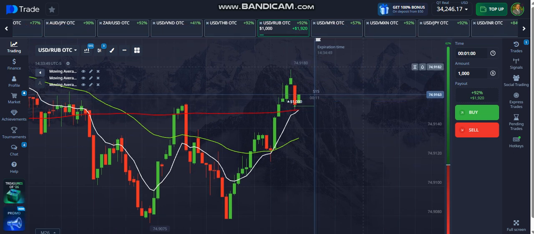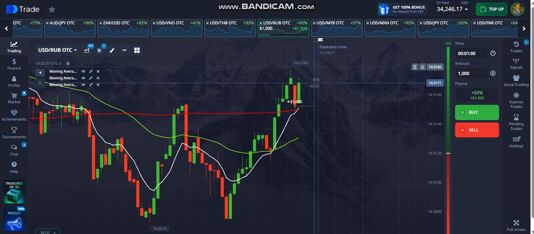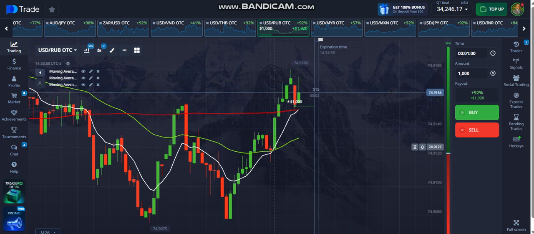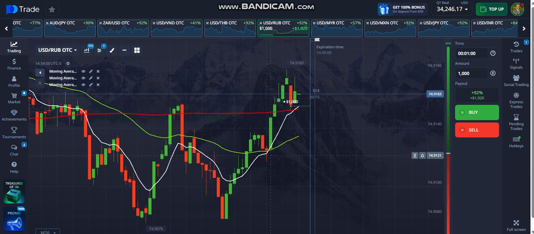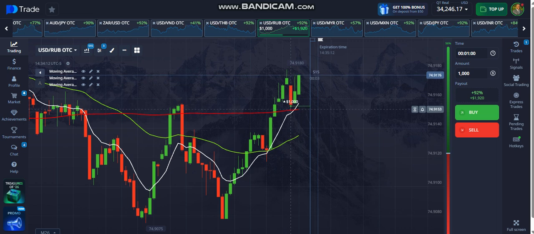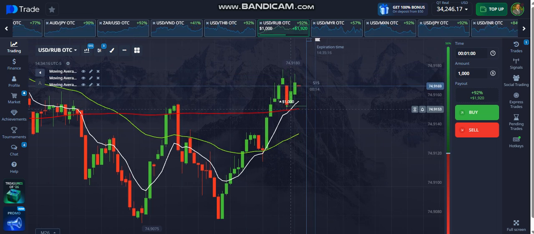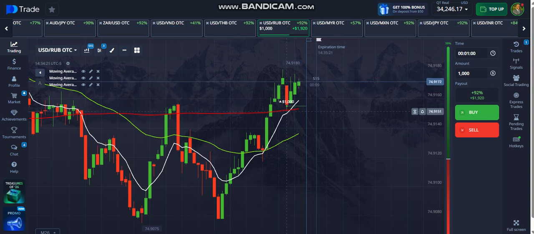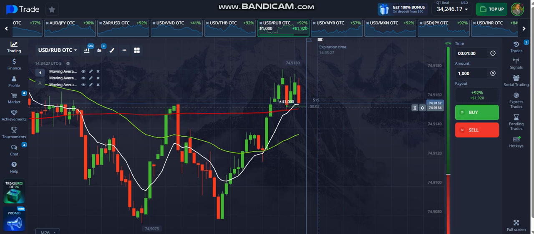Okay, so I'm on the USD RUB, which is the Russian ruble currency pair, OTC currency pair. And first step is I waited for the 10 EMA line, the white line, to cross the green 50 EMA line. In addition to that, what I waited for was the price to retrace back toward the 10 EMA line. So as soon as the wick of the candle here kind of almost touched, I took a buy trade, because I was expecting the price to respect the 10 EMA.